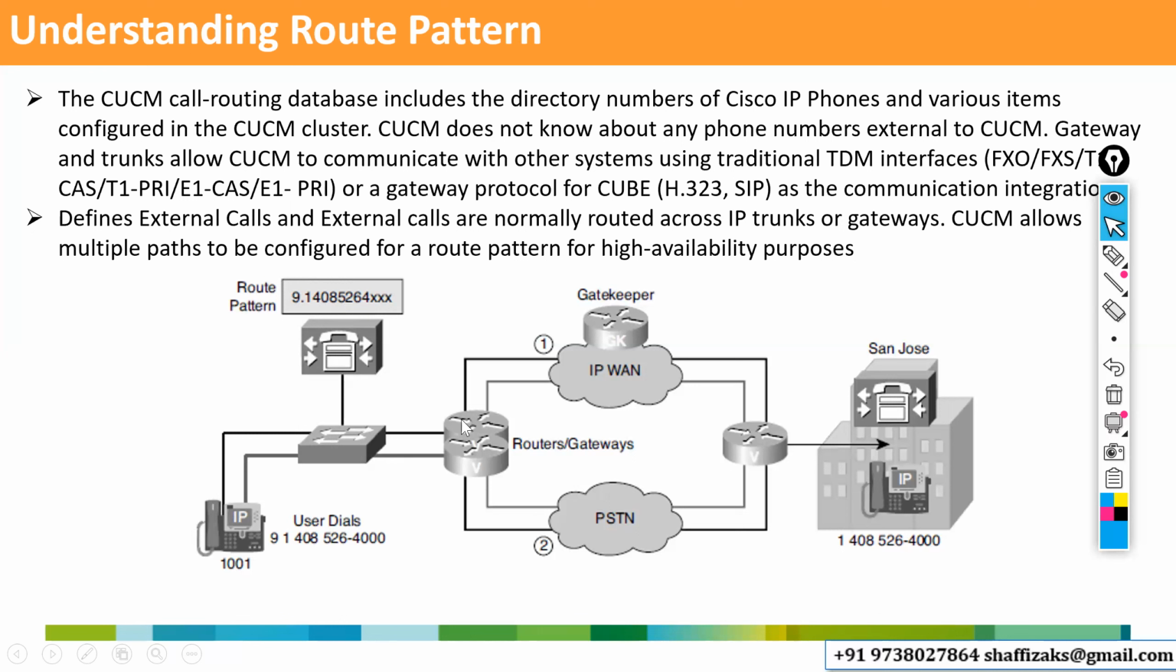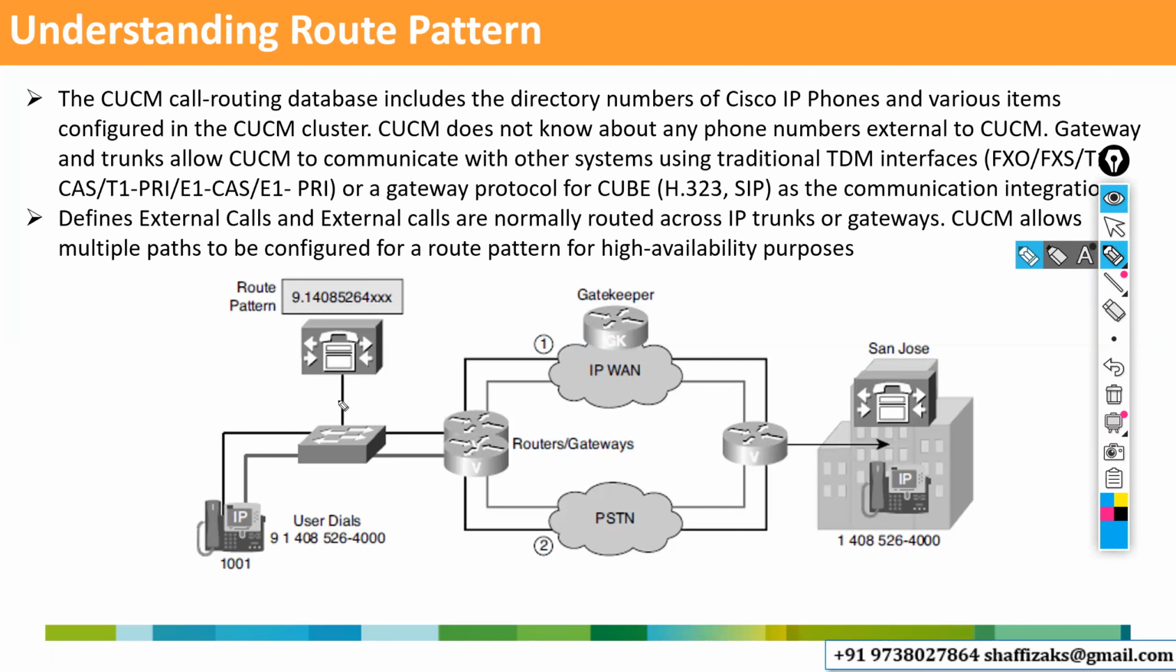Now I have 2 gateways. Can you see this one here in the diagram? One gateway is connected to the WAN, another gateway is connected to the PSTN. In the route pattern, you can define who is my primary gateway and who is my secondary gateway. Primary gateway is the IP WAN. So what happened here? The call always goes like this.